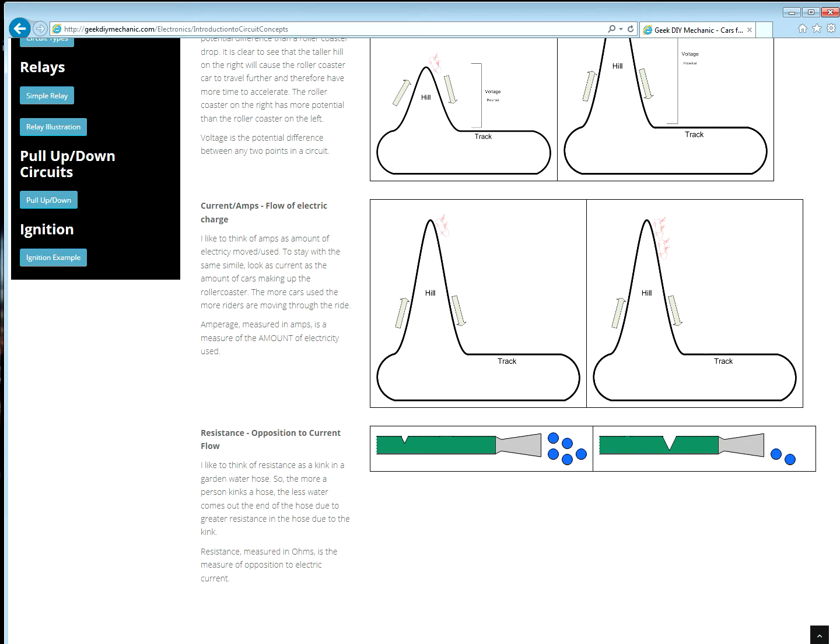Obviously, the kink in the hose is similar to a resistor or a load in electronics, like a motor, sensor, or whatever. A load can be a coil, motor, headlight, actuator, sensor, just to name a few. The unit name representing how much resistance a component has is ohm.